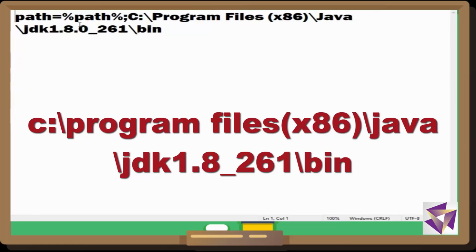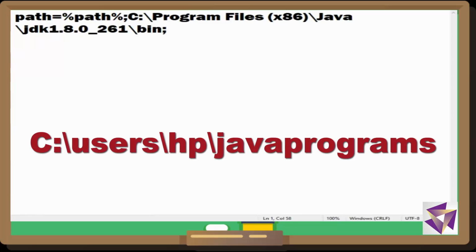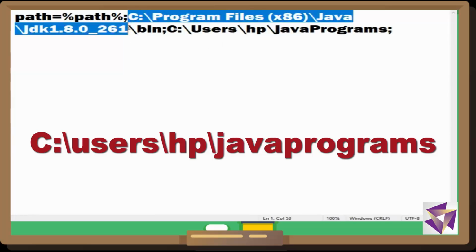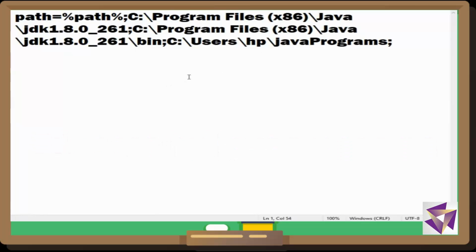So first I have written percentage path percentage. Then I have written C:\program files x86\Java\JDK\bin. Now I'll put a semicolon here. Second is where I am storing my code. That also is to be included in the path. So I have used users\HP, that is my path, and in HP there is programs. This is where I'll store my programs. So I'll include this path also in the path.